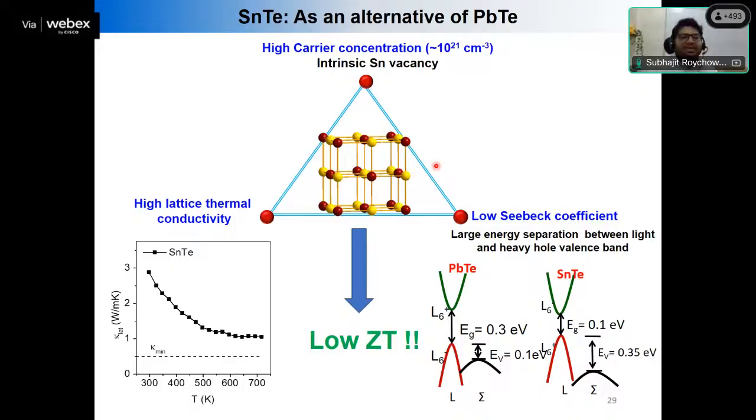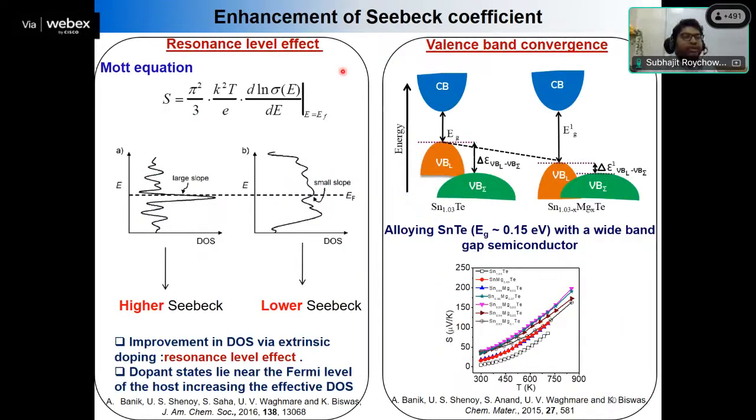But tin telluride is not a good thermoelectric material because it has a very high carrier concentration, high lattice thermal conductivity, and low Seebeck coefficient. So it does not satisfy a single condition to be a good ZT material. Now, how to work on that? So first, we have to increase the Seebeck coefficient. For that, we can choose either the resonant level effect.